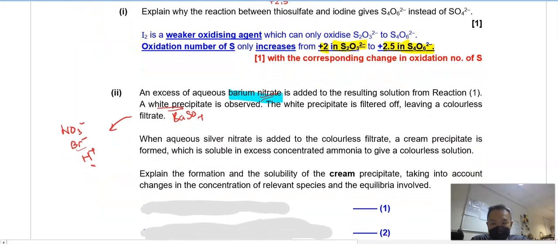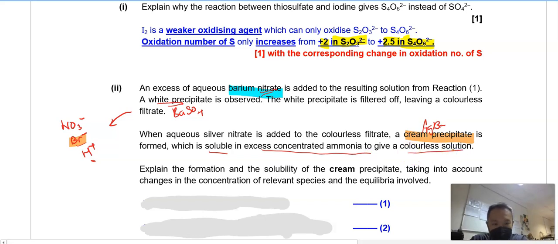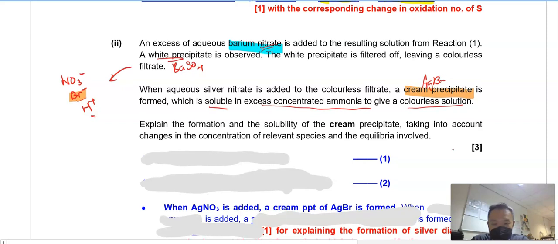The question says that when aqueous silver nitrate is added, a cream precipitate is formed. So what is this cream precipitate? It must be your silver bromide, AgBr. And this is further confirmed as it is soluble in excess concentrated ammonia to give a colourless solution. Now then we go to the context of the question. The question asks you to explain the formation and the solubility of the cream ppt.